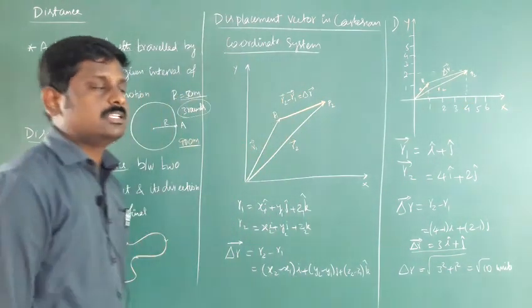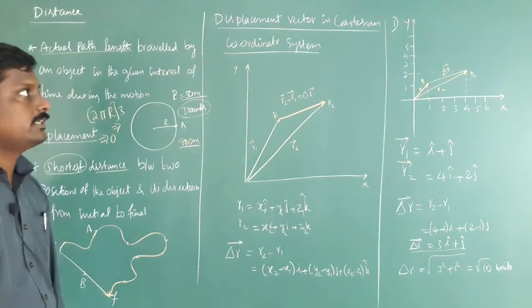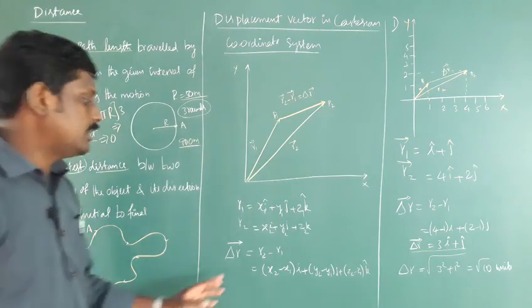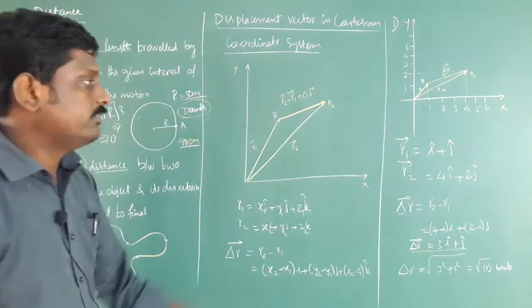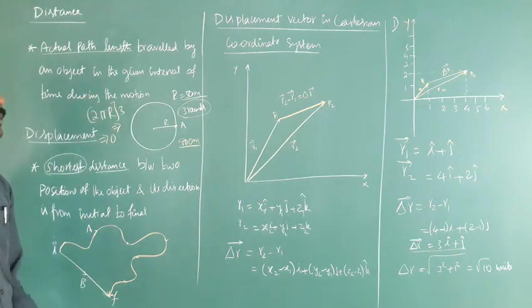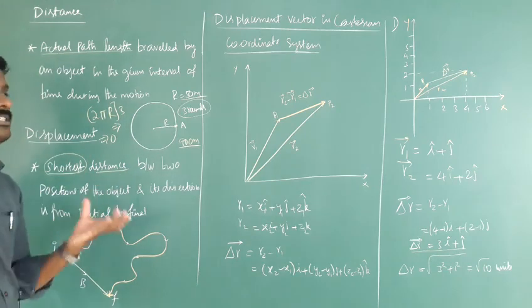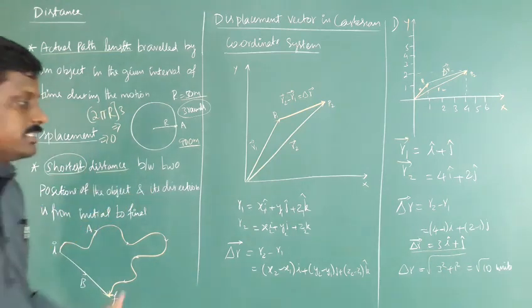In this class we have discussed distance, displacement and displacement vector. The displacement vector delta r equals R2 minus R1. Then we have done one problem. Distance is the actual path length travelled by an object during the given interval of time. Displacement is the shortest distance between the two positions of an object, that is initial and final.